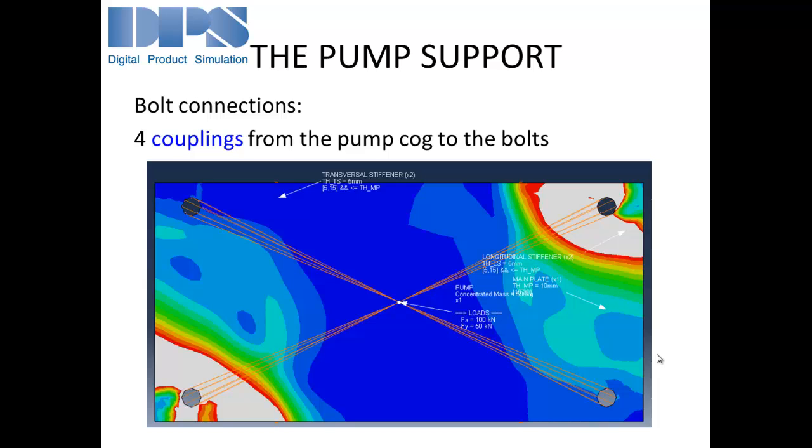About the bolt connections, we have 4 couplings from the pump support center of gravity to the bolts. If we see a top view, we have the center of gravity at the center of the image, and the 4 couplings that we have seen previously will link the center of gravity of the pump, which will not be present in our model, to the pump support, and to, in fact, the 4 holes for the bolting connections. So here, 4 couplings.